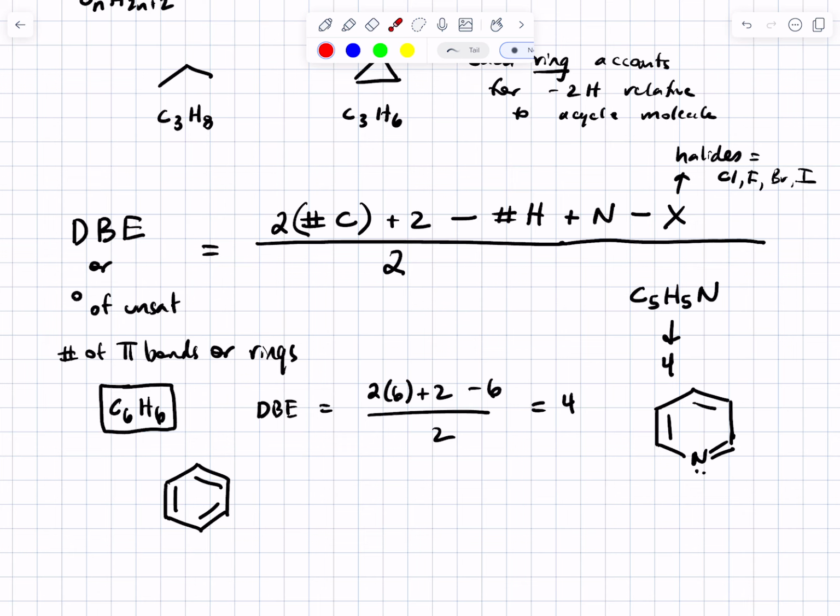Okay, that is it for mass spectrometry. Next time we will talk about infrared spectroscopy, which is all about detecting what kind of functional groups your molecule has.